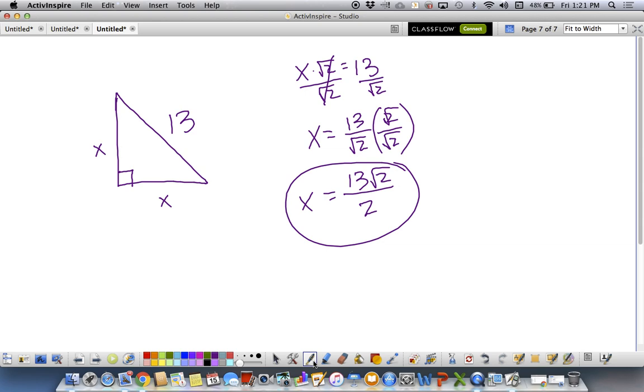Oh, so you didn't want a decimal? I do not want a decimal, so you cannot get rid of that 2 anymore. You got rid of it on the last problem because it was an even number. Now, there will be a time when your book says round to the nearest tenth. Then you stop right here and plug it in your calculator. If it says round, that's what you do. And you're done.